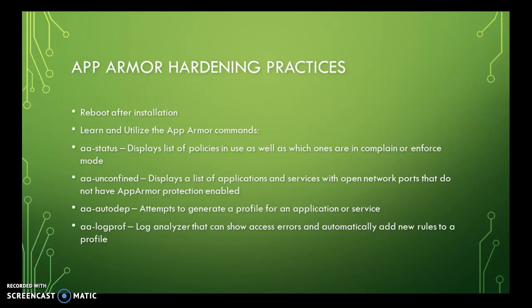aa-unconfined. This will display a list of applications and services with open network ports that do not have AppArmor protection enabled. This is an important command that allows the administrator or the user to see exactly what are the most vulnerable applications or services. They have no profiles, they have no security profiles, so they have the basic discretionary controls.